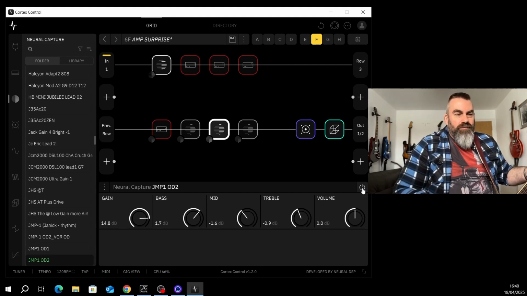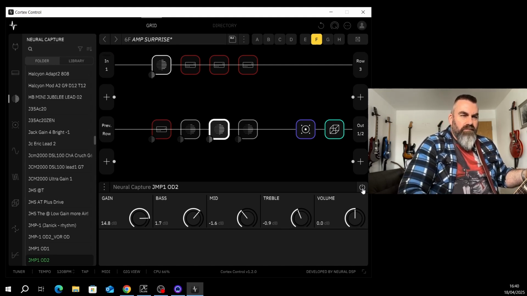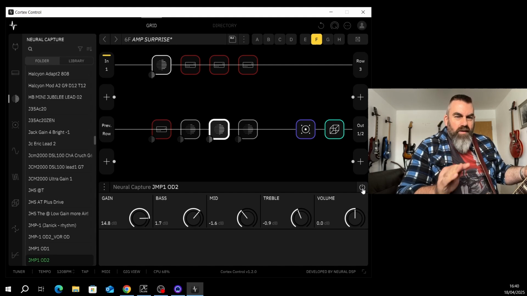Absolutely bonkers. Beautiful sounding amp. Really, really nice sounding amp. Typically Marshall. It's got that mid-bark to it, isn't it?